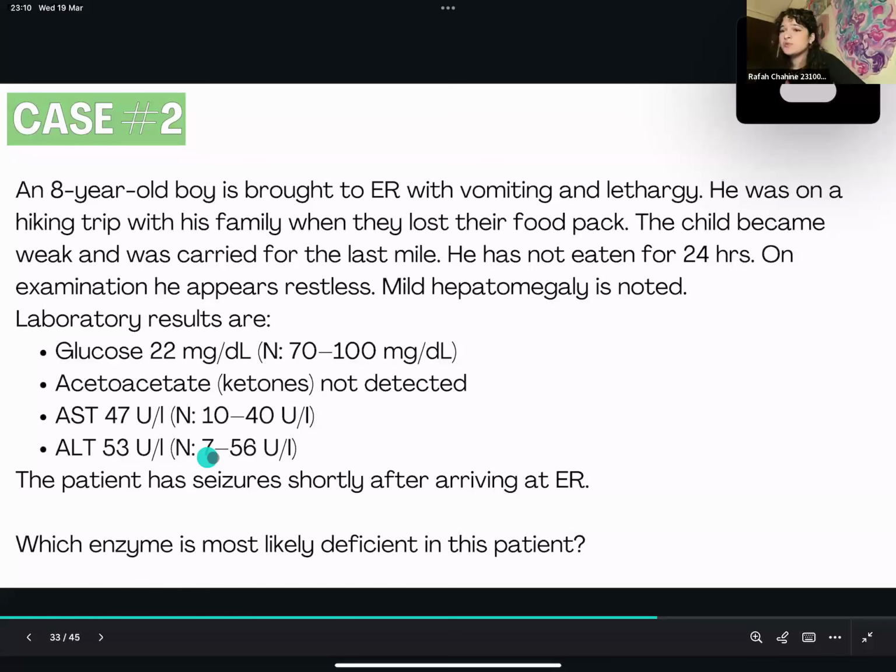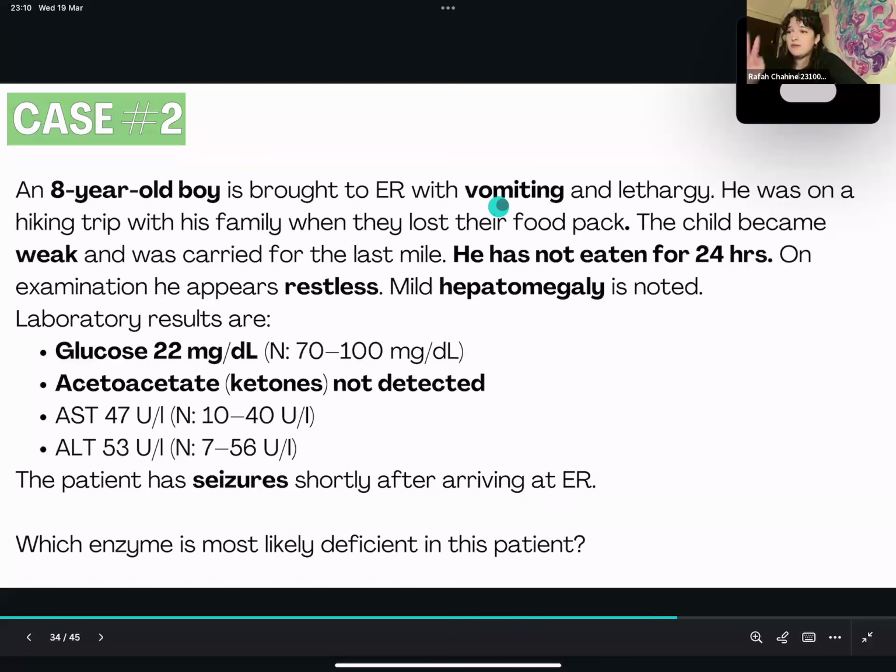He comes with vomiting and lethargy. He became weak and he has not eaten for the last 24 hours, which means he was fasting. And on examination, he was restless and there was mild hepatomegaly. We found hypoglycemia and no ketones detected, and this patient had seizures shortly after arriving at the ER.